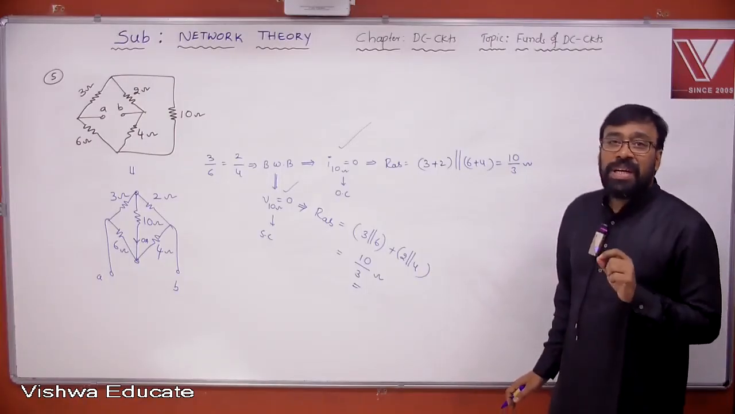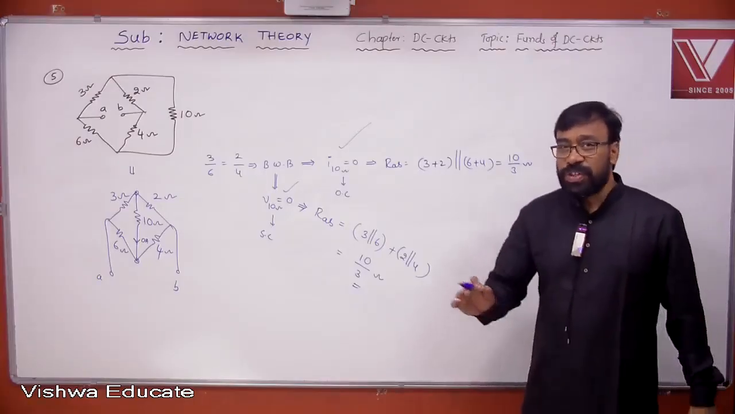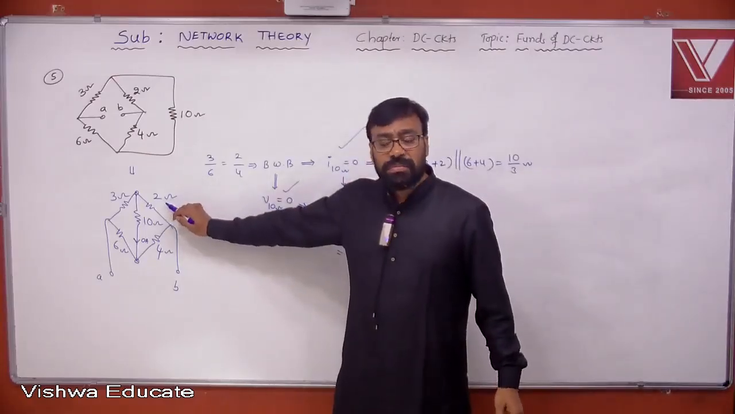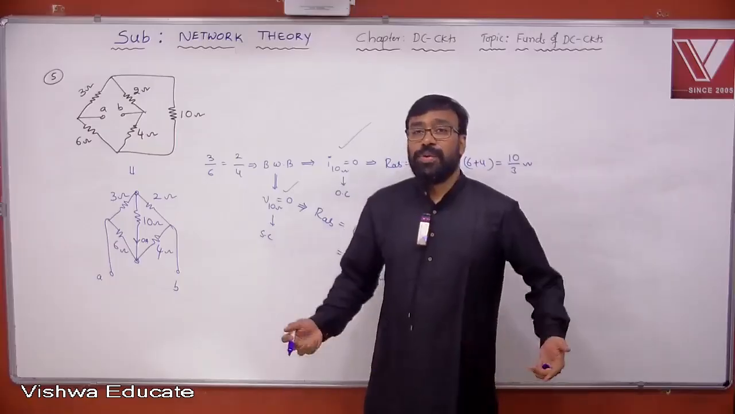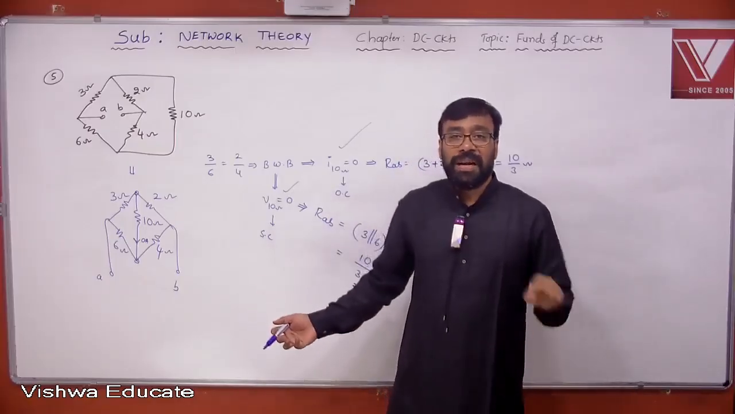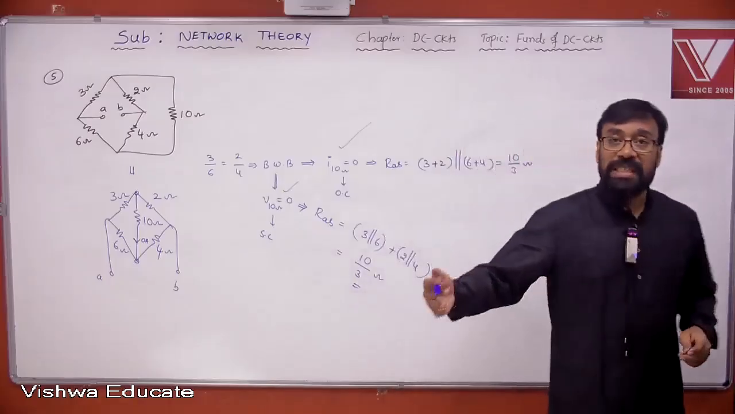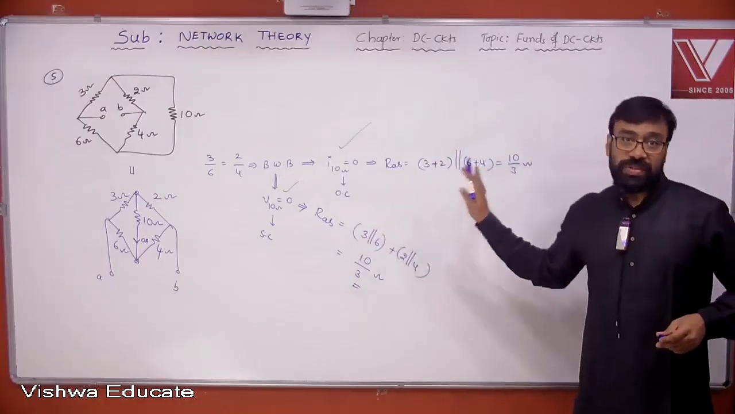Suppose the given network is not a balanced one, what will you do then? If I replace this 2 ohm by 2.1 ohm, it becomes unbalanced. Yes or no? Then what is the approach to solve this particular network? Under unbalanced case, you have to go for star delta transformation. We are going to discuss that transformation in the upcoming sessions. So please note this down quickly.